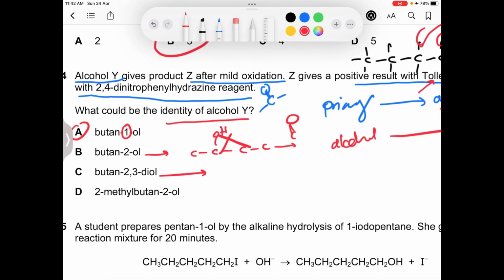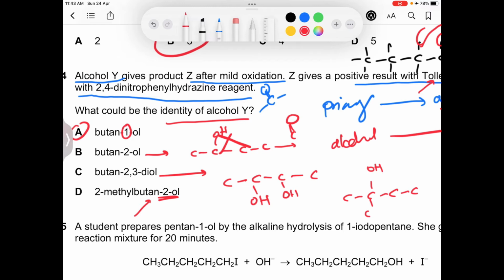And here you have butane. You have OH groups on the second and the third carbon. So if you make oxidation for these, you won't have an aldehyde. You will have a ketone for sure. For D, for example, here you have 2-methyl butane. You have 1, 2, 3, 4. You have 2 OH in here, and you have a methyl group in here.